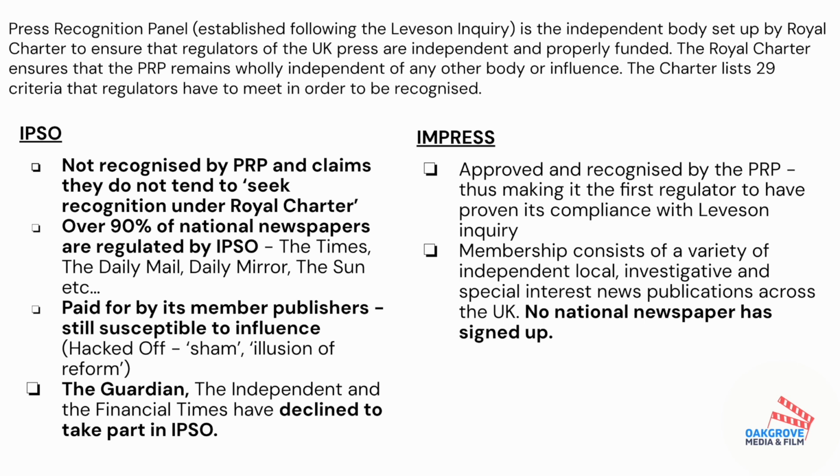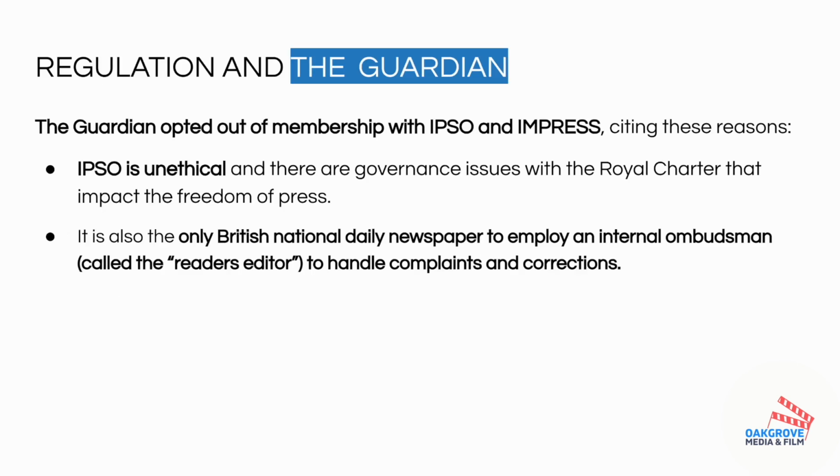So, we've talked regulation. How can we now apply this to our case studies? Let's start with the left-wing broadsheet, The Guardian. The Guardian opted out of membership of IPSO and Impress, citing the reasons that IPSO is unethical and that they had issues with the governance of the Royal Charter that impacted the freedom of the press. The Guardian is also the only British national daily newspaper to employ an internal ombudsman, called the Readers' Editor, to handle complaints and corrections. So if you did have an issue with something The Guardian has reported on, you go to the Readers' Editor, who would hopefully take an unbiased look at your complaint.